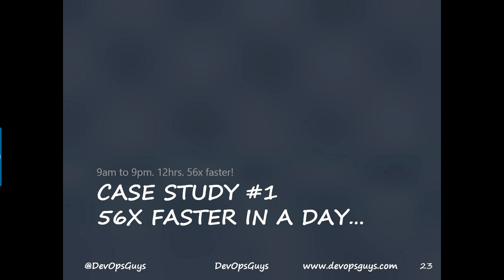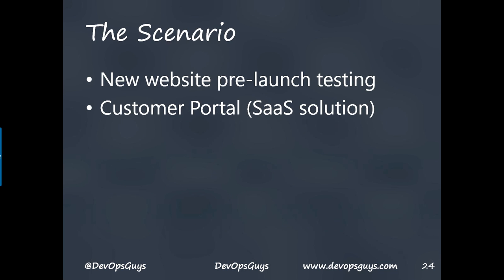So another real world example: in a previous job I used to do a lot of load testing. I worked for a performance testing company, and we were doing a load test for a customer, working very, very closely with the developers. We started at 9 AM, worked 12 hours through, and finished up at 9 PM, and by the end of the day we were 56 times faster because we'd gone through 4 release cycles in that day, and we were able to really generate some value.